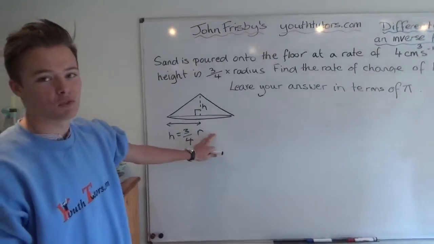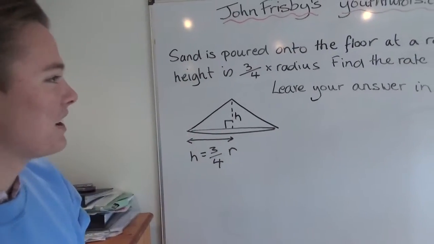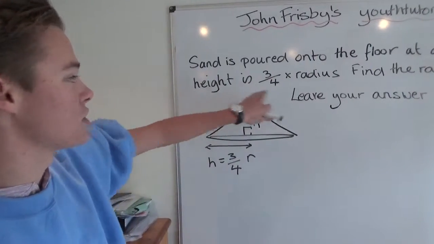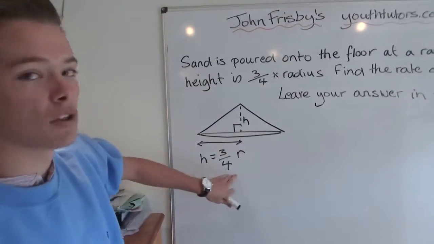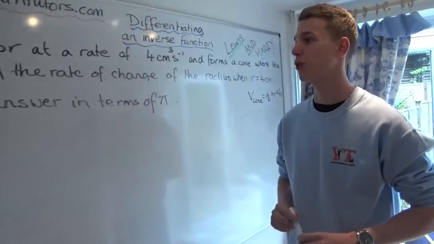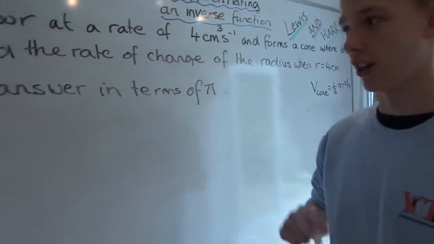We have already taken the liberty of drawing a quick diagram of the cone. It's a very good diagram, and we've put in the information that we know from this little section, which is the height is 3/4 of the radius, so h is equal to 3/4 r. So what we need to find is the rate of change of the radius, which we can write as dr/dt.